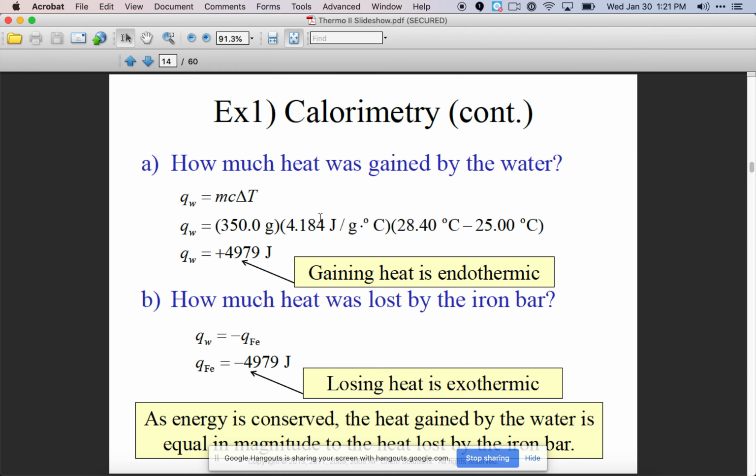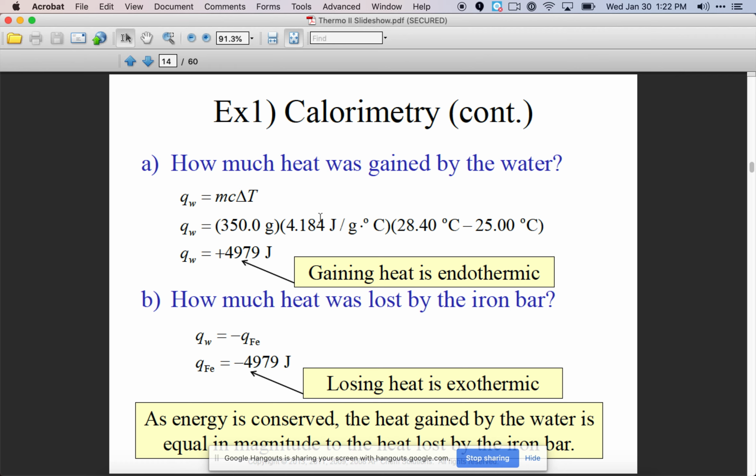Does this look familiar, people? Yeah, we took a picture. Okay. Just remember that if they're asking you for heat loss by the iron, you are figuring that out based on how much the water gains. Does that make sense? They should be equal.